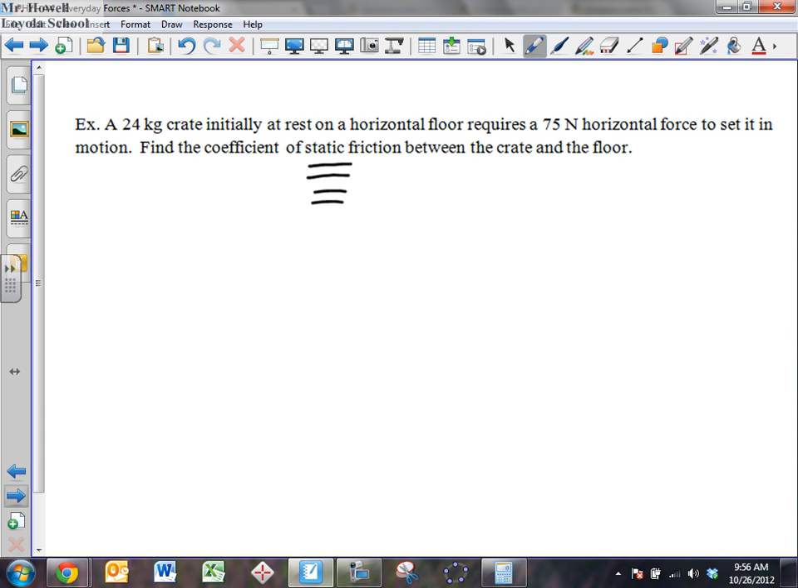Somebody tell me why it's static friction that we're looking for and not kinetic, Max. Because the crate, isn't the crate originally at rest? Exactly. It's at rest. At rest means it's not moving. Good. Whenever something is at rest and it begins to move, the friction you're overcoming is static friction. Whenever it starts at rest, you're overcoming static. Now, once you get it moving, what are you then overcoming? Kinetic friction.